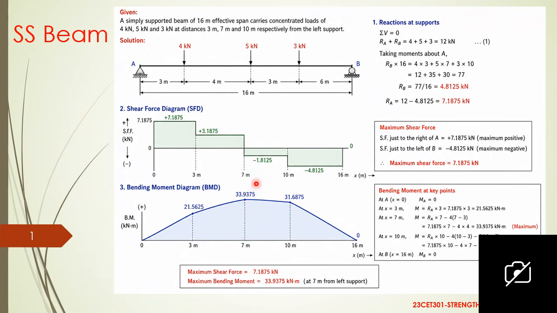4.8125. And here the shear force value is going from plus to minus, that is, crossing the 0 line. So at this point, that is 7 meters from left support A or 9 meters from right support, the shear force value is 0. In the shear force diagram, the shear force is crossing from positive to negative, that is, crossing the 0 line. So there the bending moment value is maximum, 33.9375.